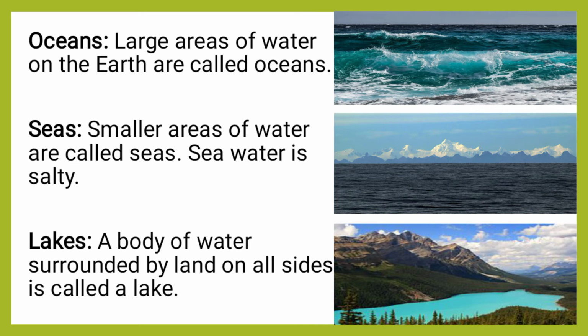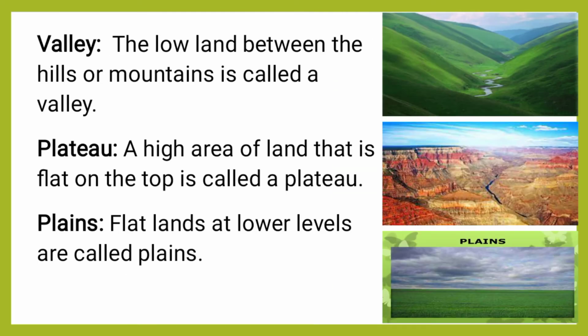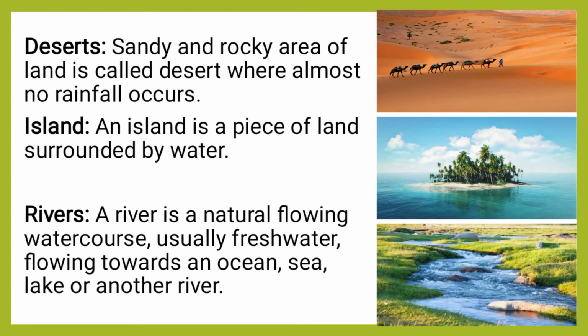Oceans. Large areas of water on the earth are called oceans. Seas. Smaller areas of water are called seas. Sea water is salty. Lakes. A body of water surrounded by land on all sides is called a lake. Valley. The lowland between the hills or mountains is called a valley. Plateau. A high area of land that is flat on the top is called a plateau. Plains. Flatlands at lower levels are called plains.